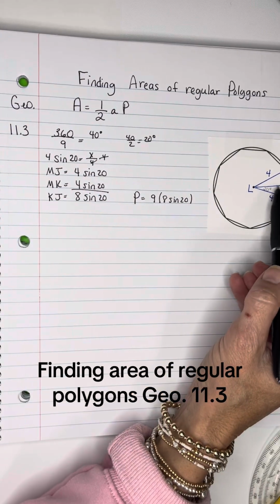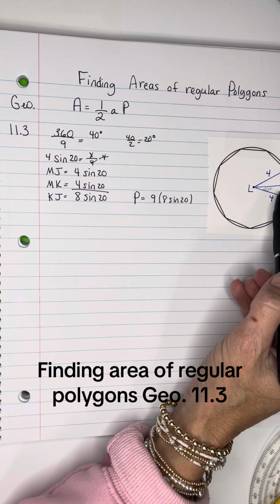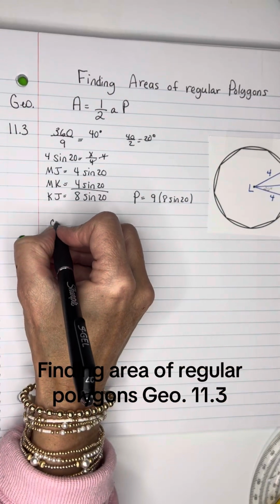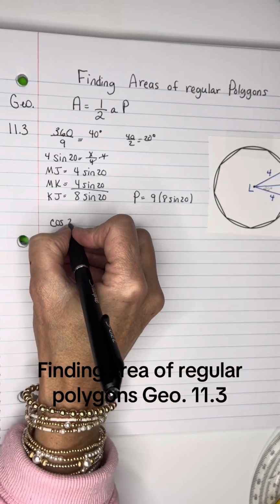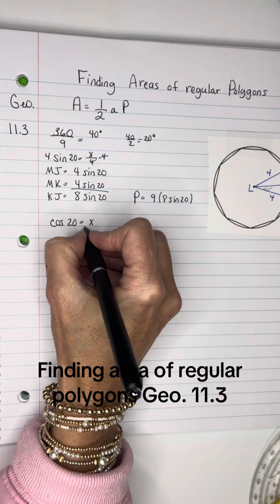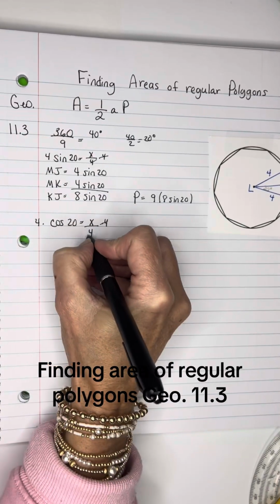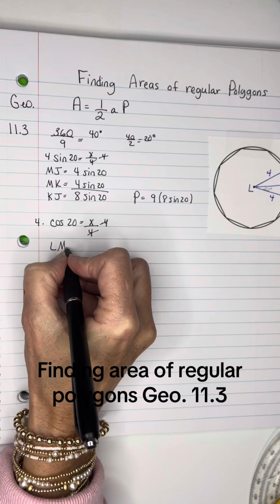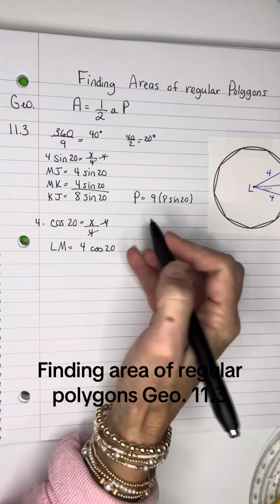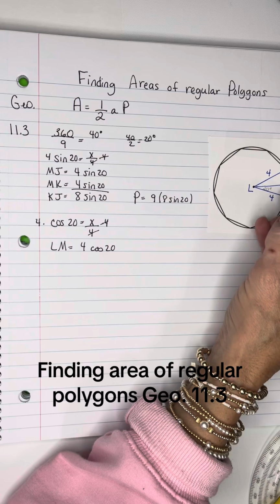All right, so once again, from this 20 degrees, this is the adjacent that we're looking for, and we know the hypotenuse. So this time we're going to use cosine. Adjacent and hypotenuse will be cosine. Cosine of 20 equals the x, what we're looking for, the apothem, over 4. So we're going to multiply both sides by 4. And LM, which is my apothem, is going to be 4 cosine of 20. Don't confuse it with the one that was 4 sine of 20. So now I know that this is 4 cosine of 20.